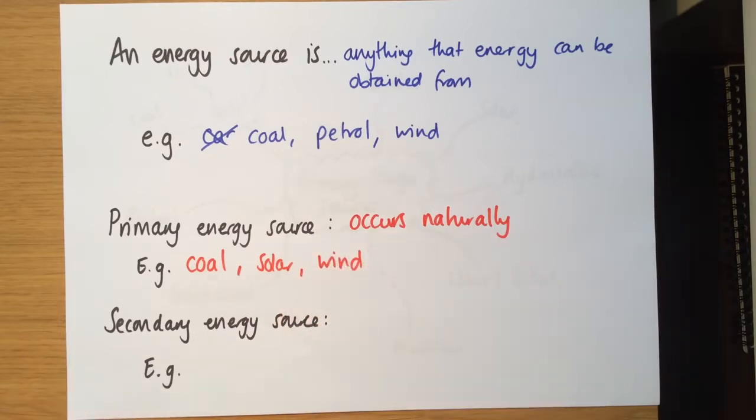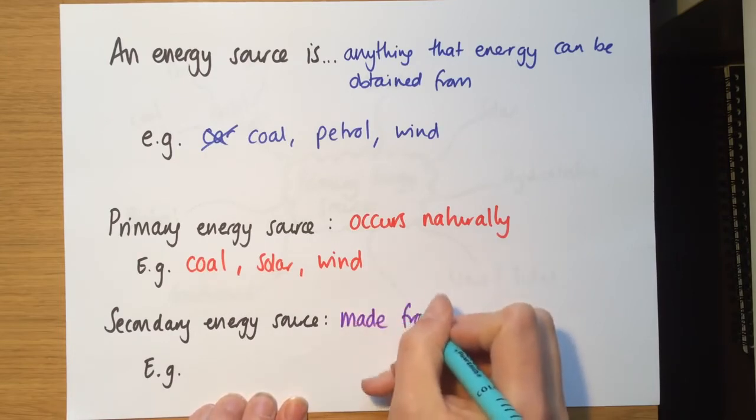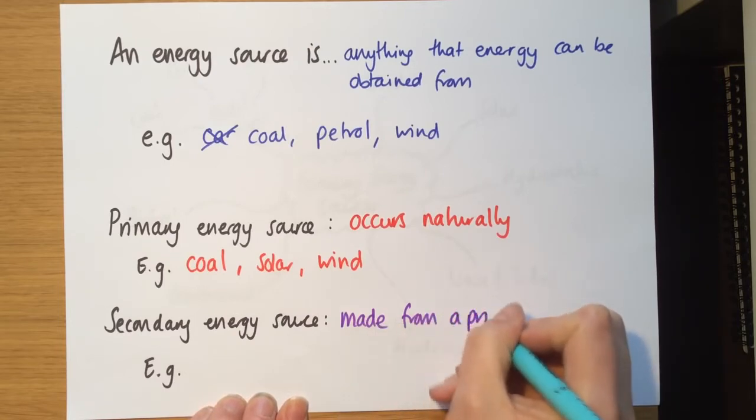Most energy sources we think about will be primary energy sources, but there's a couple of important ones that are not, that are secondary. So the secondary energy source is just an energy source that is made from a primary source. So it doesn't really occur naturally, or not that we can use a primary source.